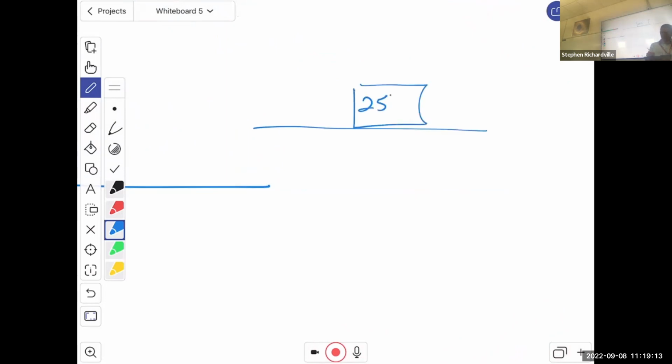If I have a 25 kilogram mass and a 50 Newton force, well, the acceleration would be pretty easy. It's just F equals ma. So 50 equals 25a.